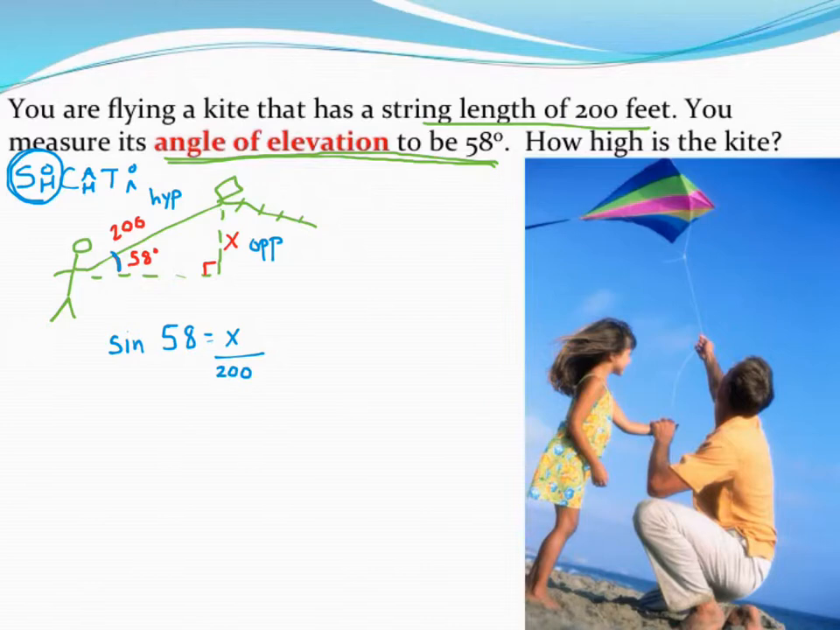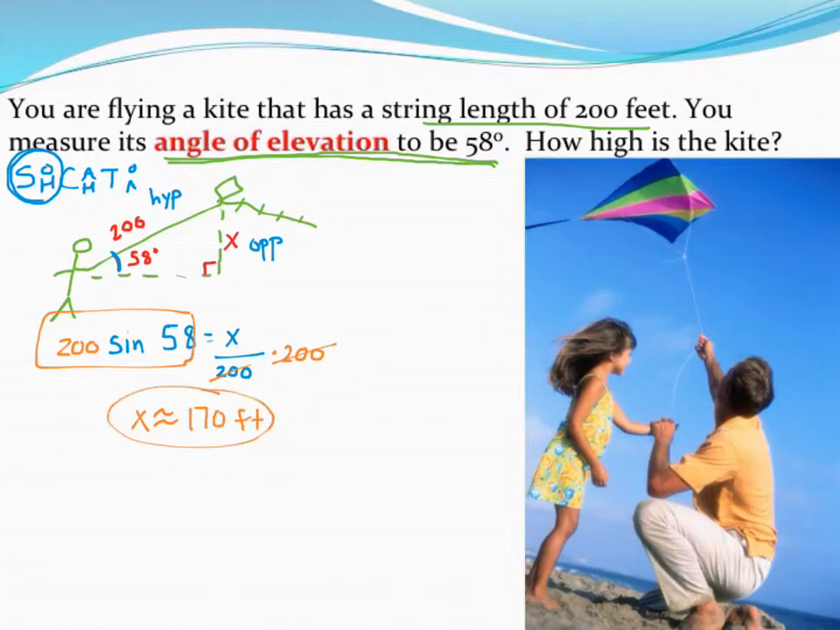I showed you some ways in the last video to use proportions, and you can do that again if you want to. Otherwise, here's a cool trick for solving one like this. Since x is being divided by 200, to undo that, I'm just going to multiply both sides by 200. So what I can actually just type in my calculator is all at once: 200 times the sine of 58. Once I do that, if I round to the nearest whole foot, I find out that the kite is approximately 170 feet in the air.